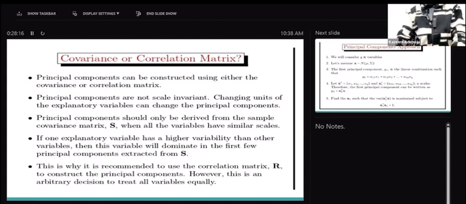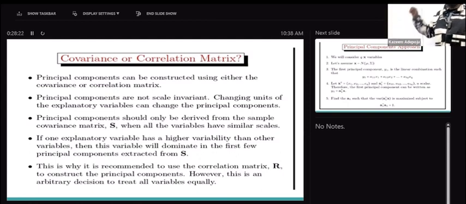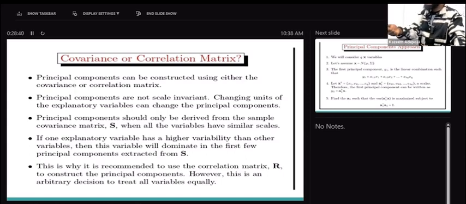Now, I said principal components should only be derived from the sample covariance matrix when all the variables have similar scales. If they don't have similar scales, then we should use the correlation matrix, because in correlation we've already standardized. What is the essence of standardizing? Bringing all of them to the same level. That is the essence of standardization.